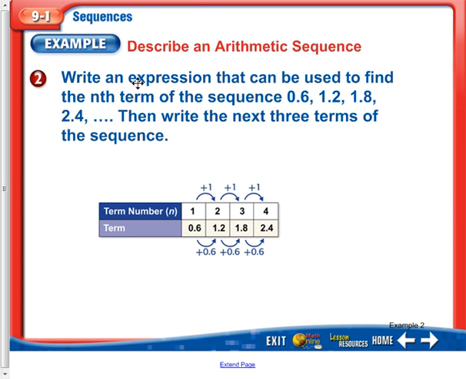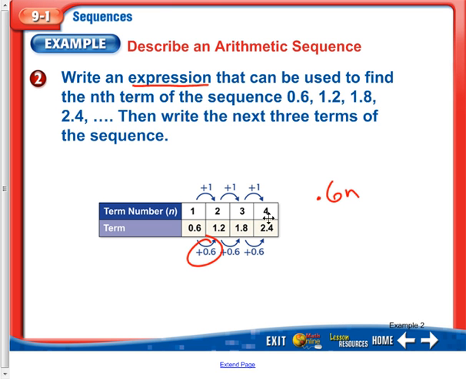Now it says write an expression that can be used to find the nth term of the sequence 0.6, 1.2, 1.8, 2.4. So you see here we have some work done for you. The term number, 1, 2, 3, 4, and then the term is 0.6 plus 0.6 plus 0.6. So it worked out that it was 0.6. So again, the common difference is your coefficient. So we're going to say 0.6n.